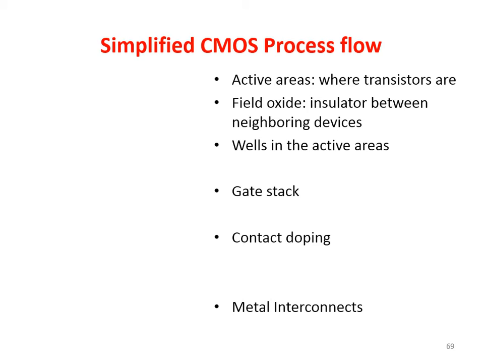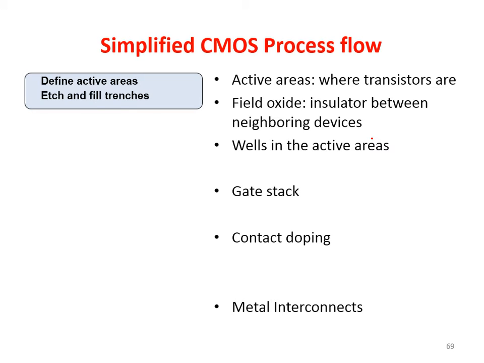So what's the sequence of things that we need to do to fabricate a complete circuit? Now we look at it at a very high level of abstraction, just to understand the big structure, and then we go a little bit into the details. So first we start by defining the active areas. The active areas are the areas of the wafer in which transistors are. Okay? The active areas.